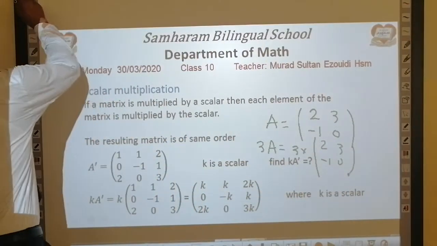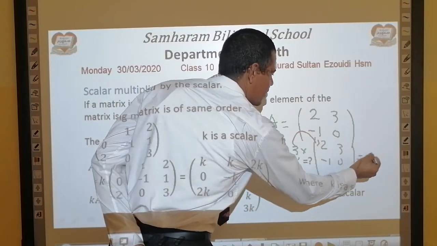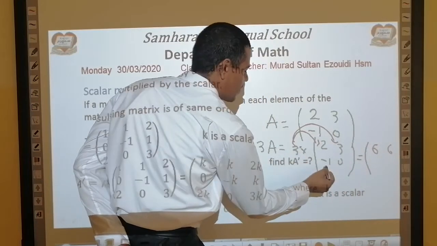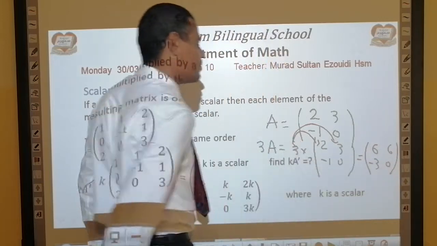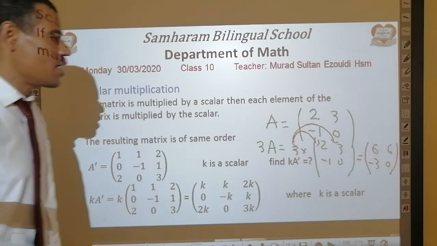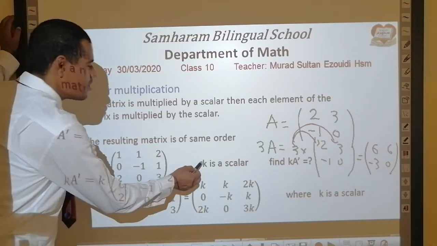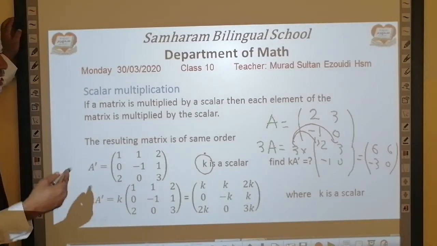Means 3 multiplied by 2 is 6. Then 3 multiplied by 3 is 9. Then 3 multiplied by negative 1 is negative 3. 3 multiplied by 0 is 0. This is the answer. If you multiply a matrix by a scalar, or by any number, we get the same order as this matrix. For example, A prime is 1, 0, 2, 1, negative 1, 0, 2, 1, 3, and K is a scalar, meaning a real number: negative 3, 1 over 2, 5, 6, and so on.